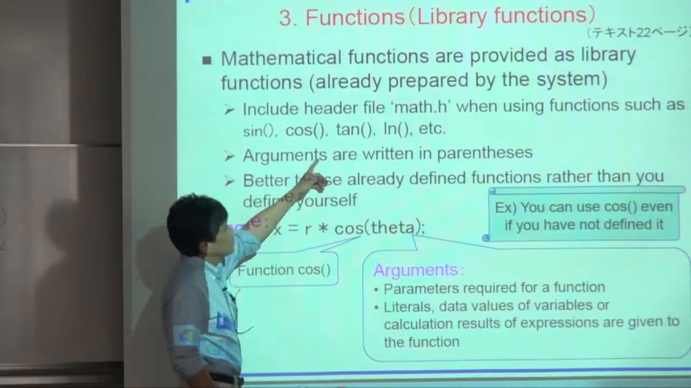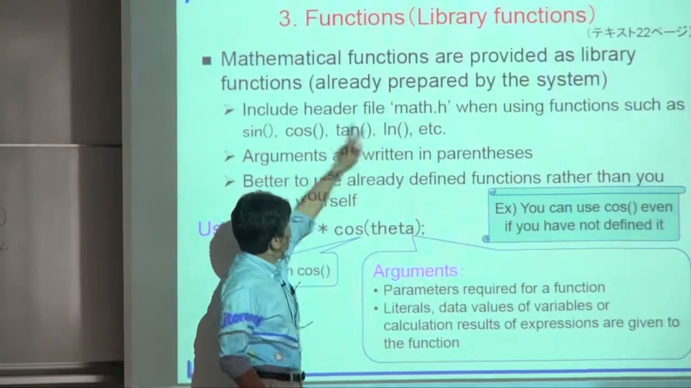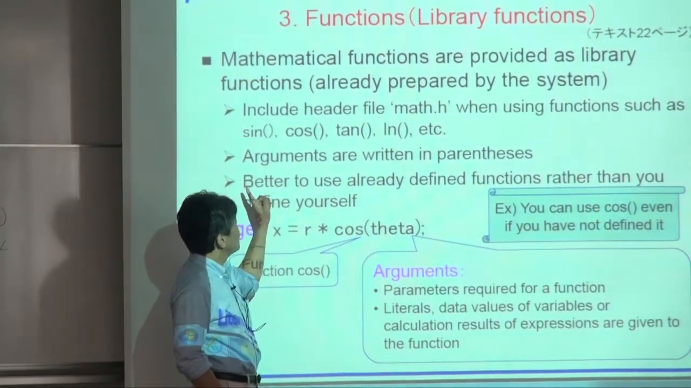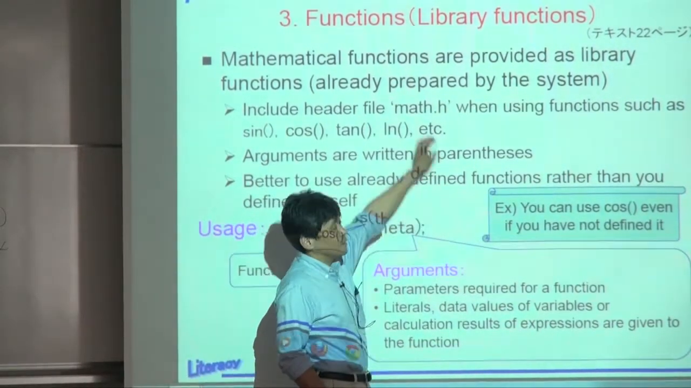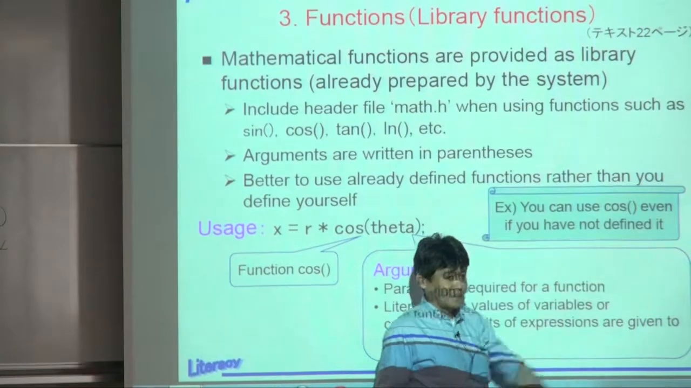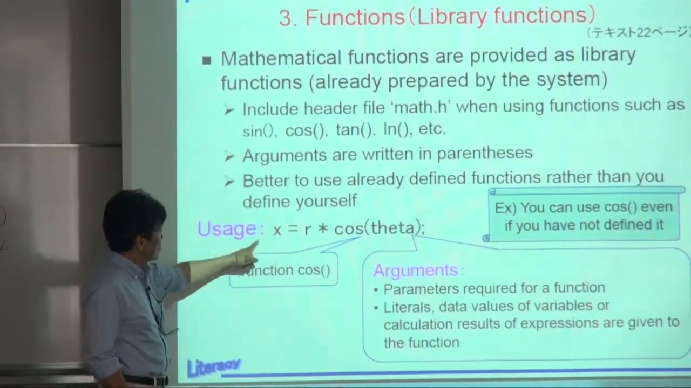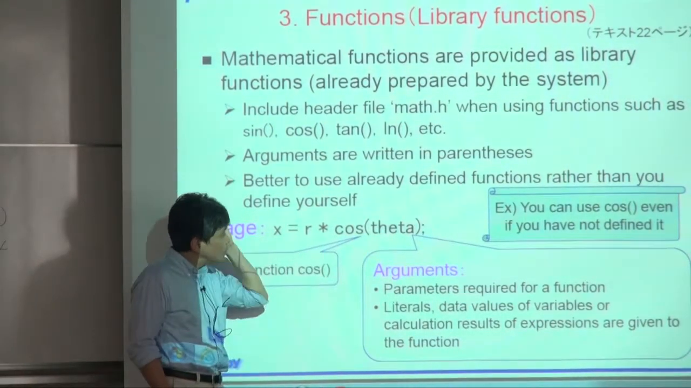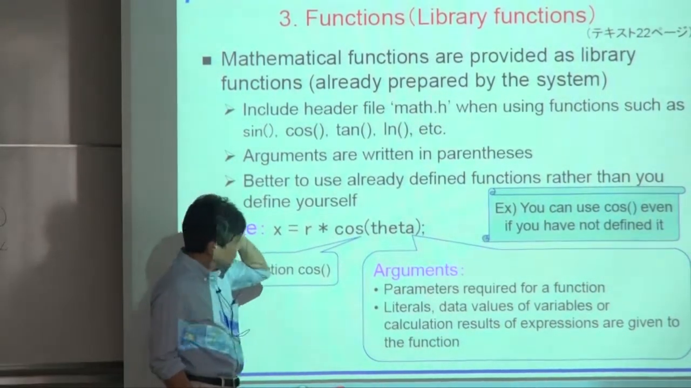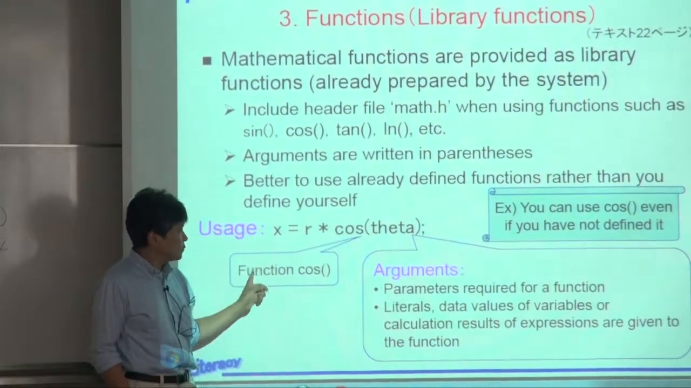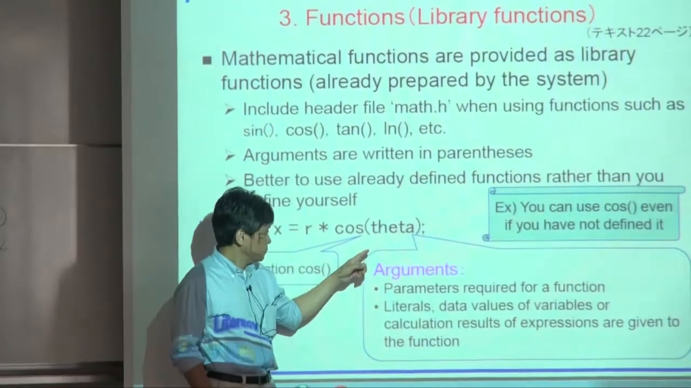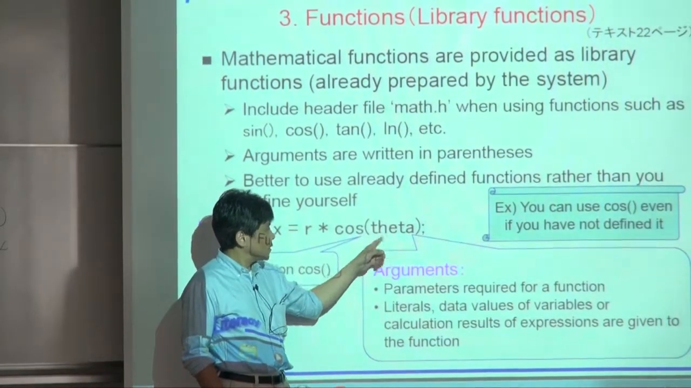Okay, so arguments are written in parentheses. And as I already explained, it's better to use already defined functions like library functions rather than defining them yourself. Okay. So this is some usage of a library function, the cosine function. Here cos is the function name, and inside the parentheses there is one argument. Such arguments are treated as a variable theta.